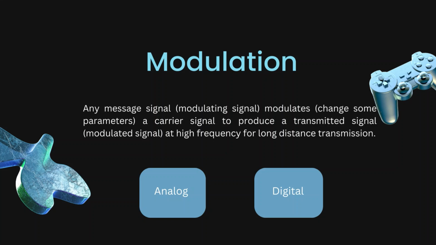Modulation is when a message signal, or modulating signal, modulates or changes some parameter of a carrier signal to produce a transmitted signal, or modulated signal, at high frequency for long distance transmission. Modulation can be split into two types: analog modulation and digital modulation.